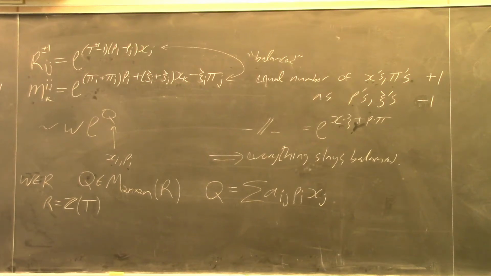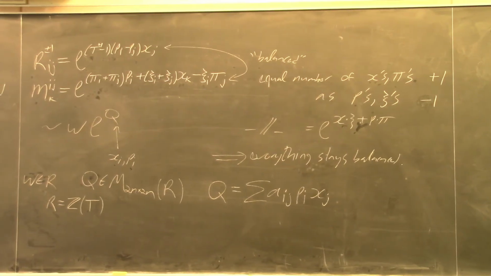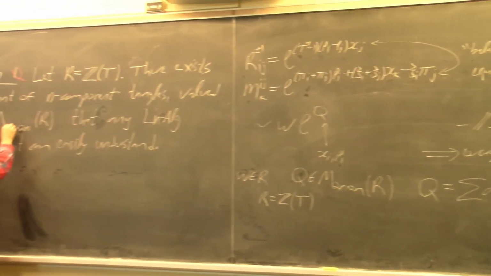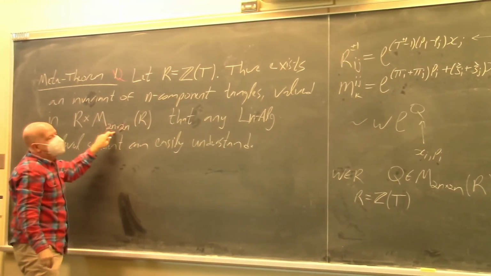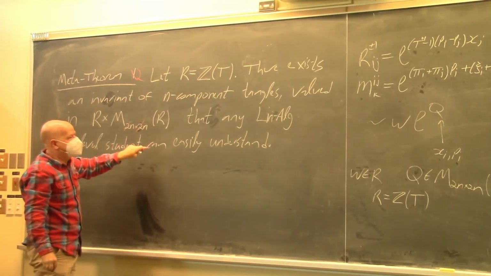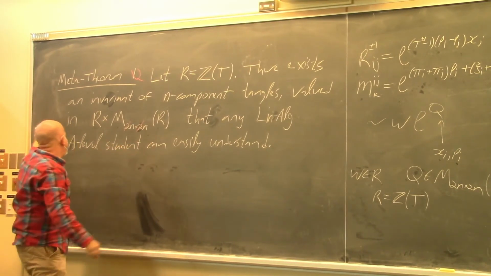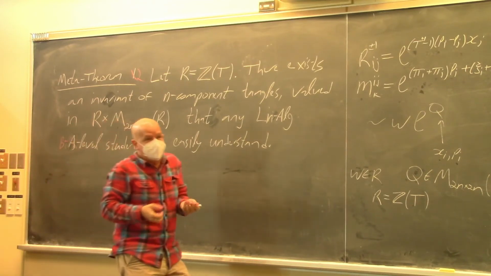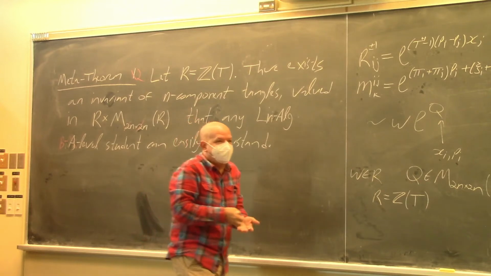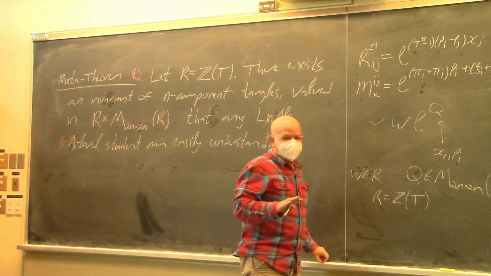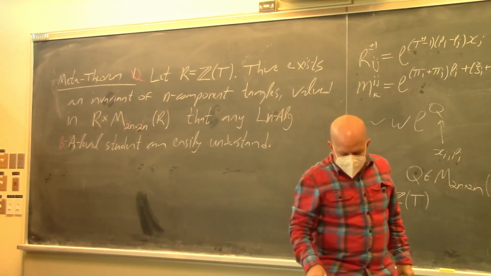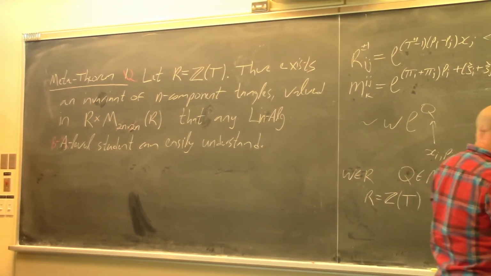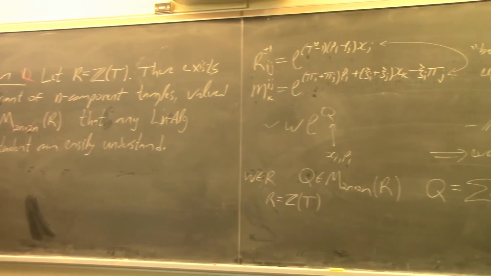So in fact, we get meta theorem number 2, which says that there exists an invariant with values in R cross matrices of size n by n, not 2n by 2n, and then even B-level linear algebra students should be able to understand it, if we only are able to write exactly what it is. Okay? So let's try to write it exactly.